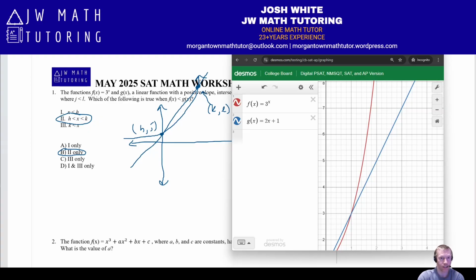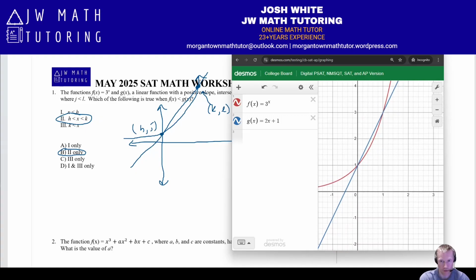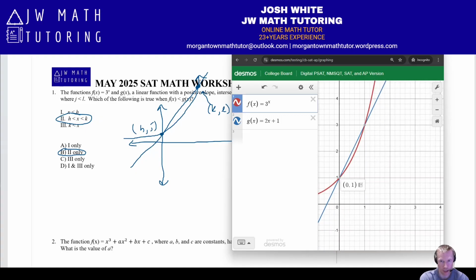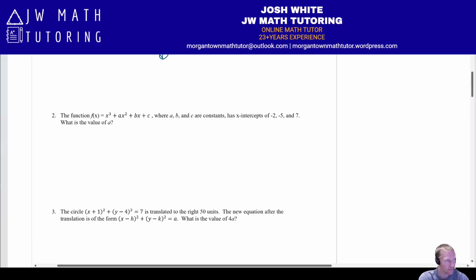So the correct answer for this, for which of the following regions is f of x less than g of x, is just when the x value is between h and k, or in other words, between 0 and 1 for these specific values that I chose. All right.